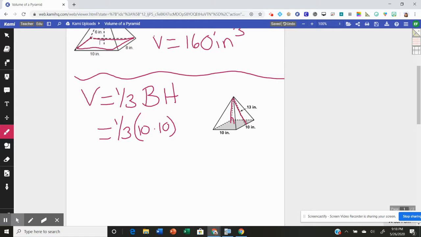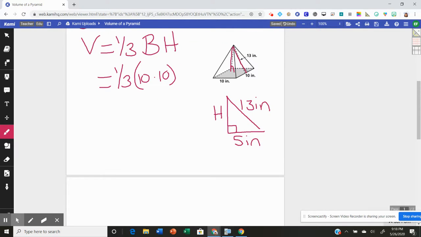So if I look at what's called a cross-section of my pyramid here, I do see that I have a right triangle where this is the height that I am trying to look for. My slanted height is my 13 inches. And then this base here, it's not going all the way across. That's 10. It's cutting it directly in half. So that's going to be 5 inches. So I have a right triangle. I know two sides. Need to find the third. You know where I'm going with this? We need to use our Pythagorean theorem in order to solve for h.